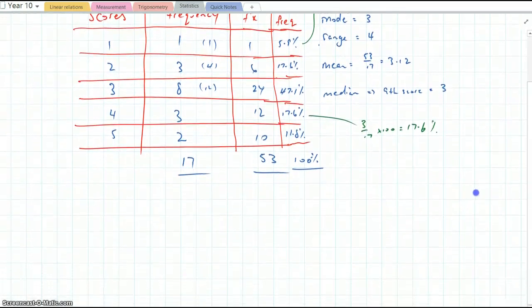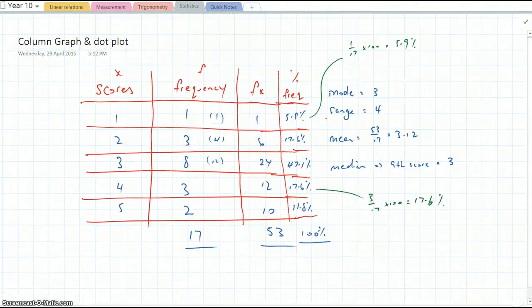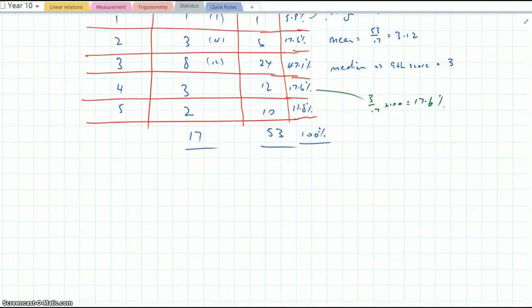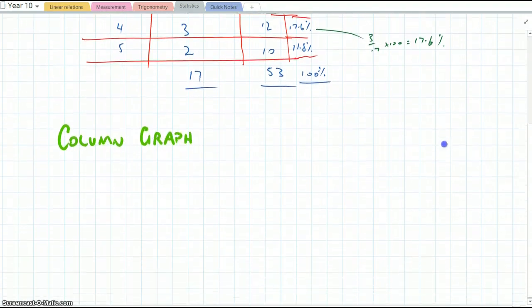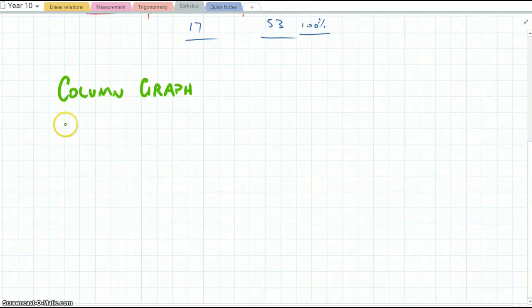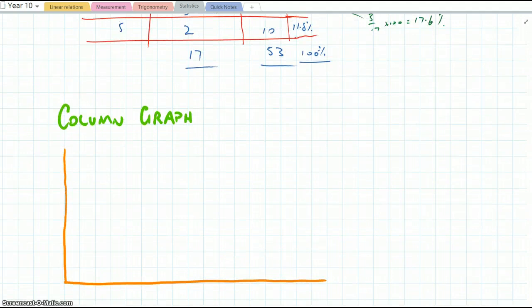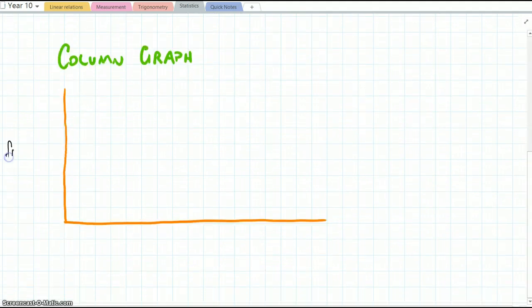Okay, so now if we just move on to drawing firstly a column graph. Now a column graph. Let's get a little heading up here. A column graph, and you can take this heading down as well, please, is just a way of representing our data, and it's a fairly straightforward way of doing so. So along the horizontal we'll have our scores, along the vertical we'll have our frequency.